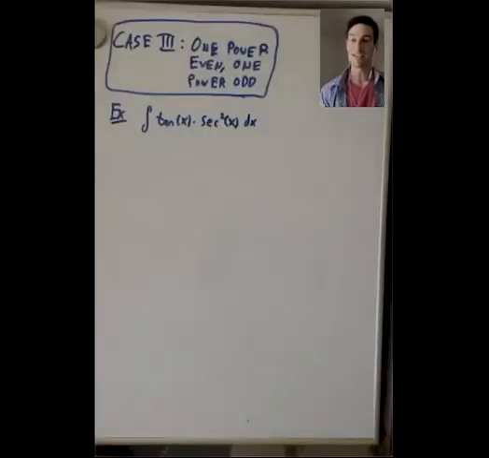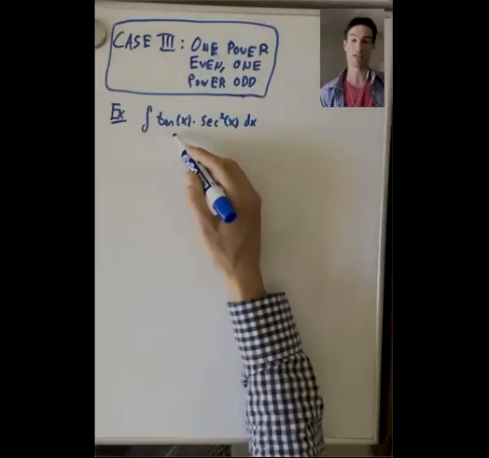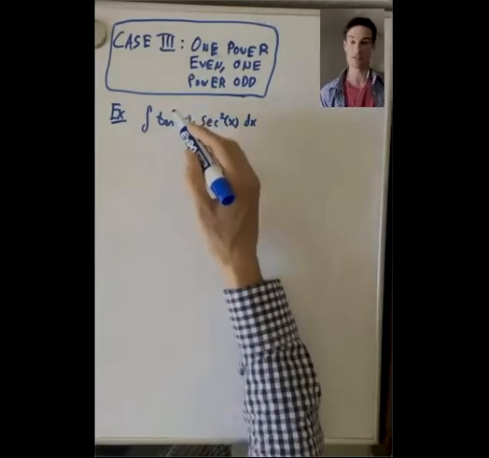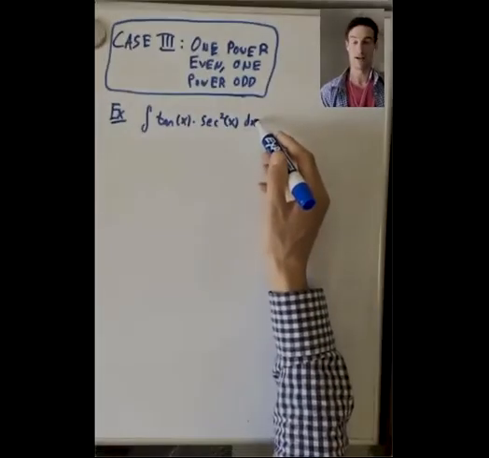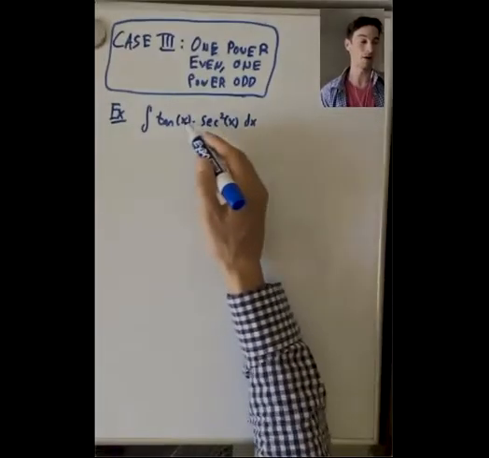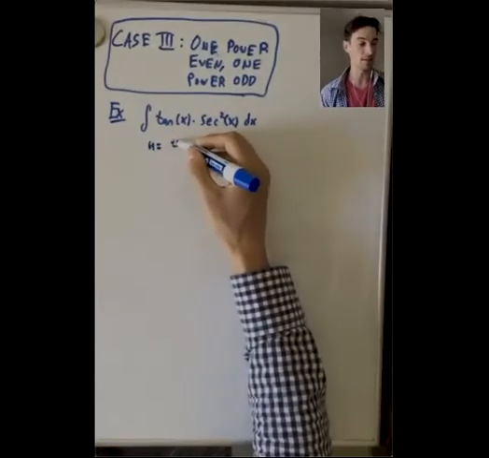The final case to talk about is when one power is even and one power is odd. For example, maybe you have something like the integral of tangent of x, tangent to the first, 1 is odd, times secant squared x, 2 is even. So it's one power odd, one power even. This example is very simple.